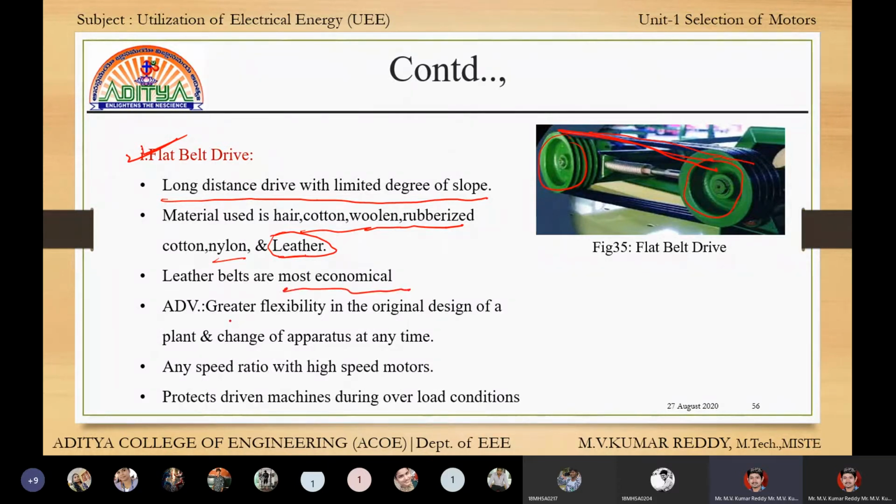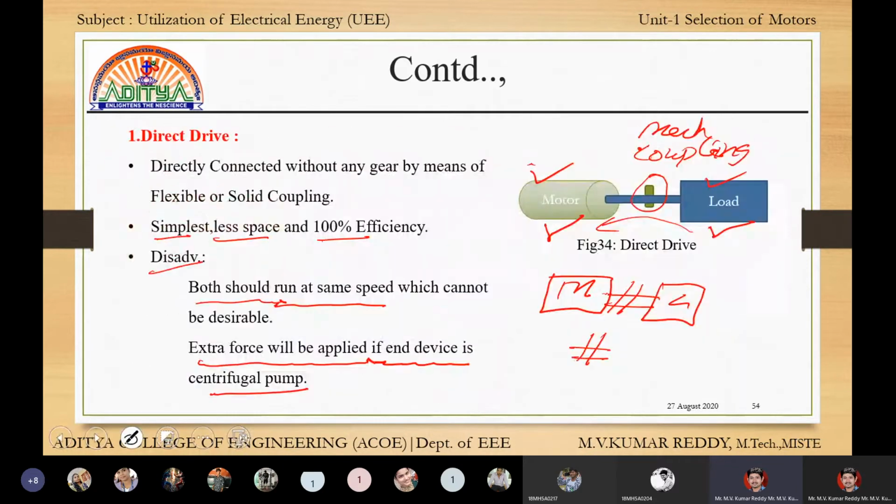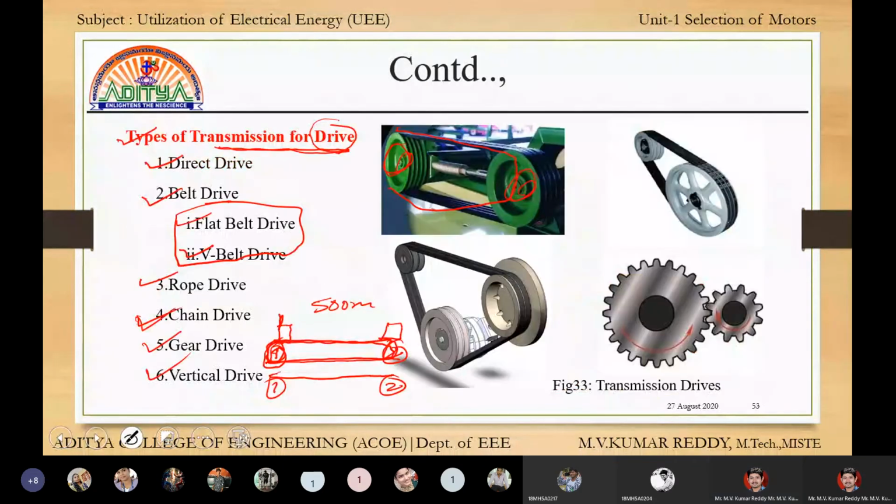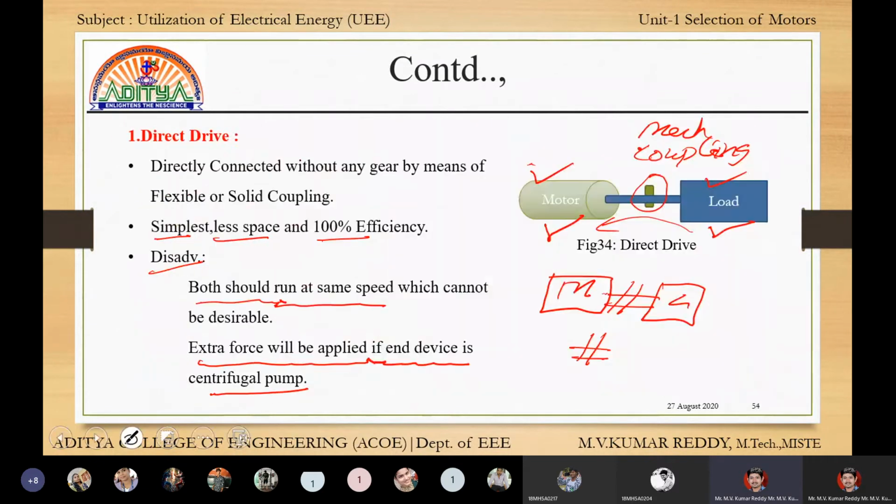Next are the advantages. Great flexibility in original design of a plant. That means it is more flexible when compared to cotton, woolen, and rubberized. It is the most flexible, and it also depends on other drives like rope drive, chain drive, gear drive, and direct drive. These flat drives are the most flexible ones.